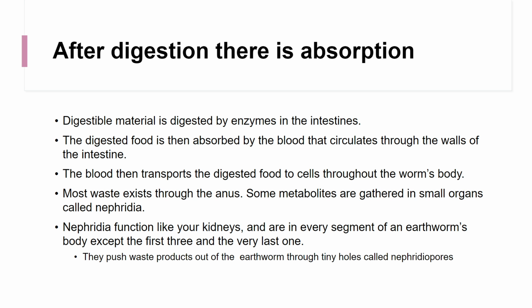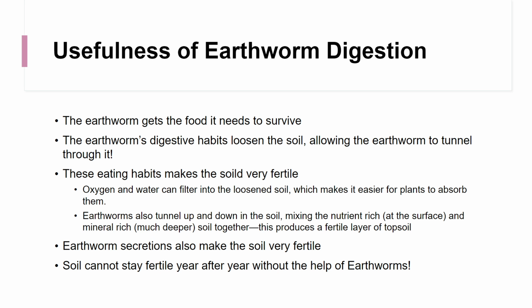We also can talk about the metabolites that can be gathered from small organs and sent to nephridia. Nephridia are essentially kind of like the kidneys of the earthworm, and they're in every segment of an earthworm's body except the first three and the very last one. So they're going to essentially act like filters to get rid of nitrogenous waste, and they get rid of this waste out tiny holes called nephridiophores. The earthworm does need food to survive, but its digestive habits also have plenty of other benefits, like loosening the soil, and that's because the earthworm tunnels through it.